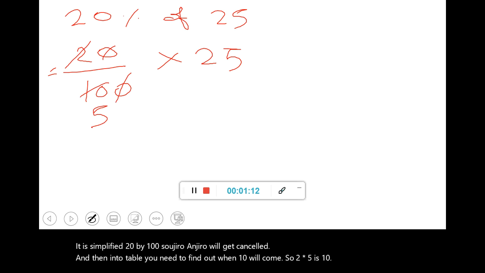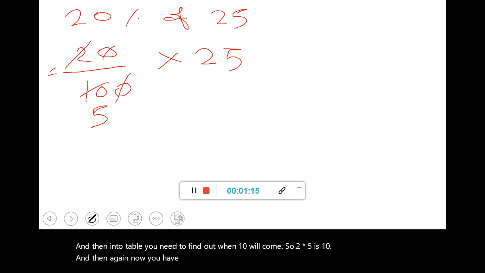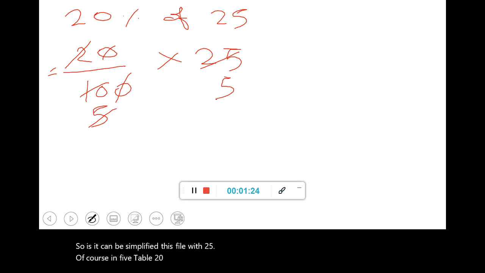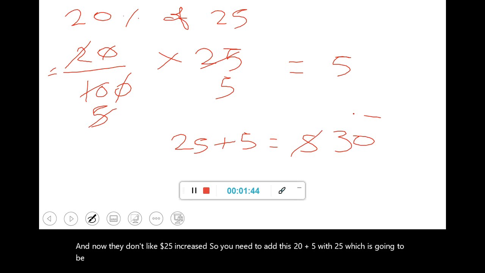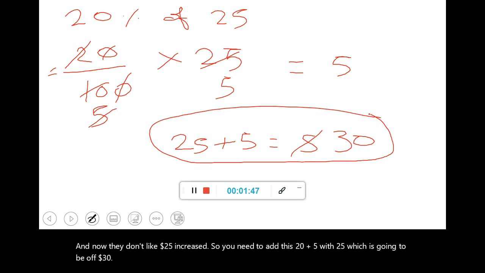And then again now you have here 5 and here 25. So can we simplify this 5 with 25? Of course. In the 5 table, 25 will go 5 times. So now 20% of 25 is $5. And now they told us the $25 is increased. So you need to add this 5 to 25, which is going to be $30. So now your answer is $30.